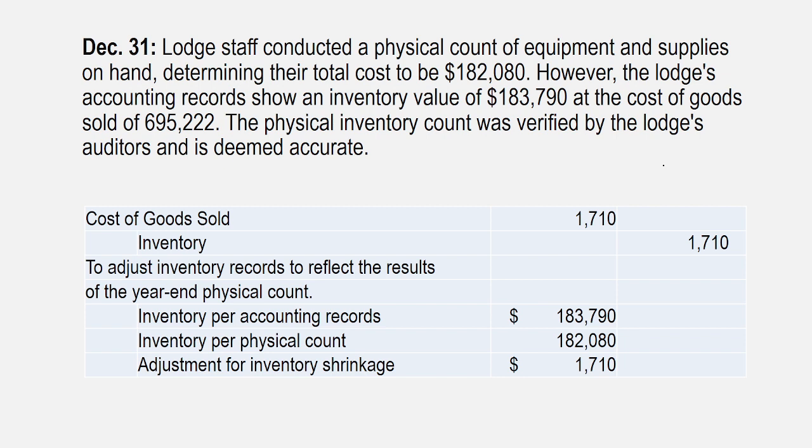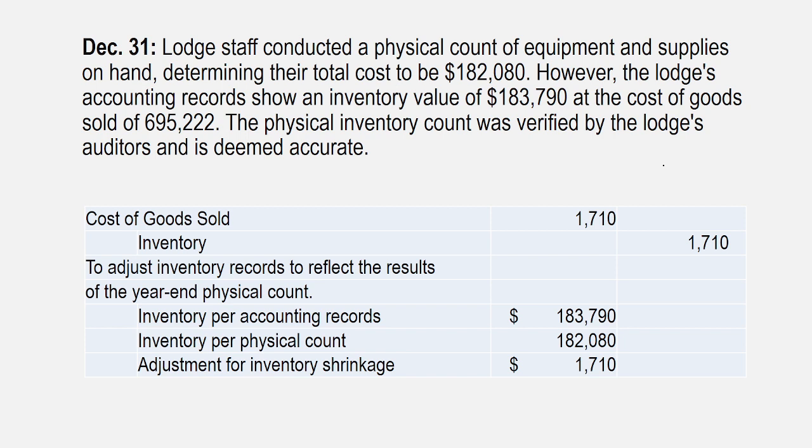December 31st economic scenario. Let's see together what happened on this date. Alpine Adventure Lodge conducted a physical count of equipment and supplies, determining the total cost to be 182,080. However, the ledger accounting records showed an inventory value of 183,790, and this discrepancy indicates inventory shrinkage of 1,710. The physical inventory count was verified by the auditors and deemed accurate.